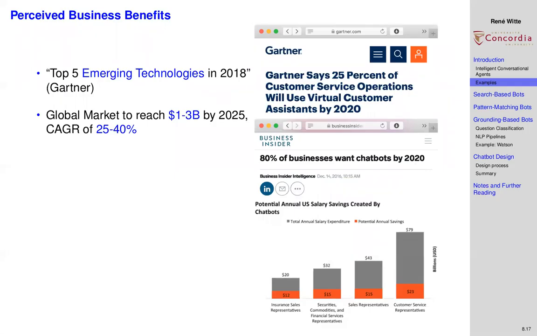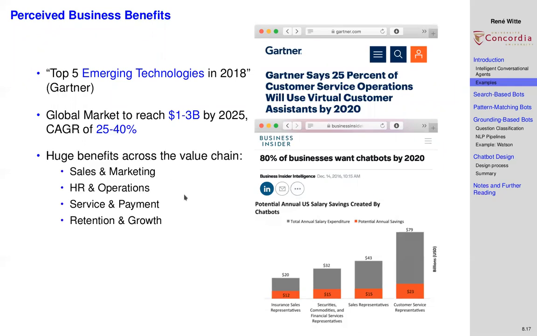So I mentioned in the first lecture that chatbots are seen as one of the major emerging technologies. So this really started out a few years back when the major consulting companies announced this as a technology to invest in. And this is still growing. So there's still a multi-billion-dollar interest with a large growth area.